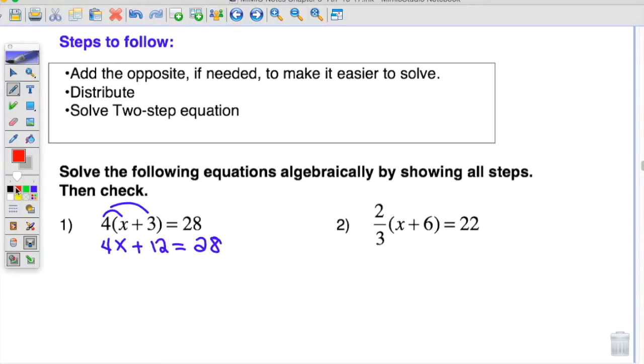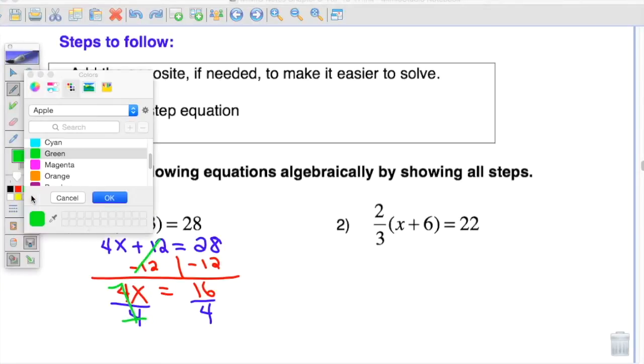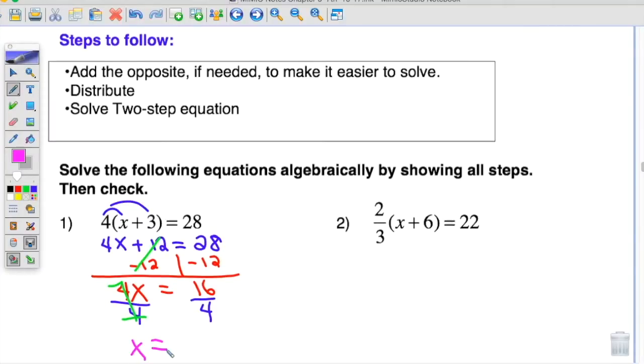Now it's solving a two-step equation. So we're adding 12, so we want to subtract 12 on both sides. So we're left with 4x, 12 minus 12 cancels out, and it's equal to 16. Now we have a one-step equation. We're going to divide both sides by 4 because that's the number attached to the x. 4 divided by 4 cancels out, so you're left with x is equal to, and 16 divided by 4 is 4.